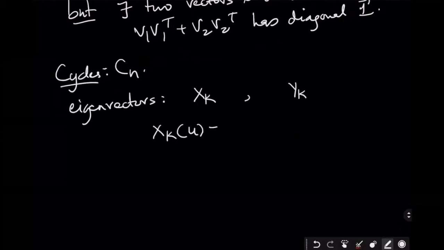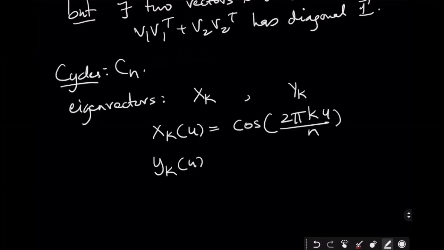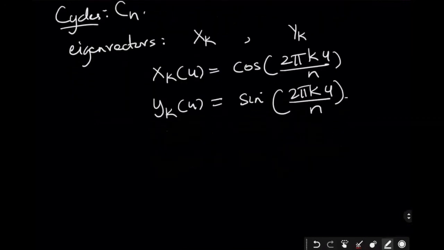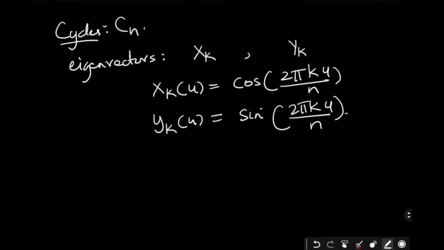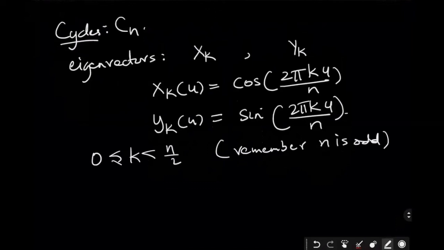xk of u is going to look like cosine of 2 pi k u over n. yk of u is going to look like sine of 2 pi k u over n. And k ranges from 0 up till n over 2. I'm saying strictly less than n over 2 because remember n is odd. So in fact, let's write it down like this because it's even better: k takes the value at most (n minus 1) over 2.